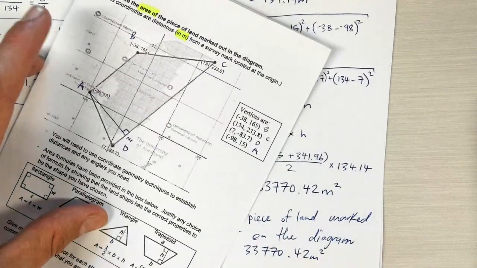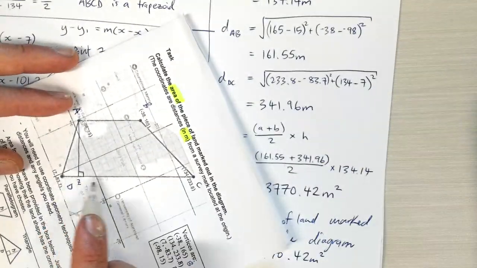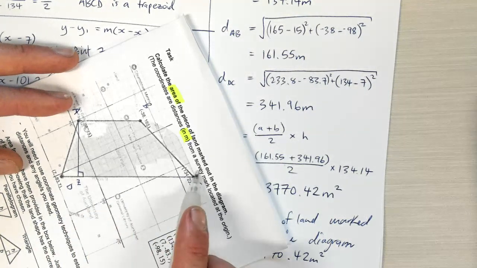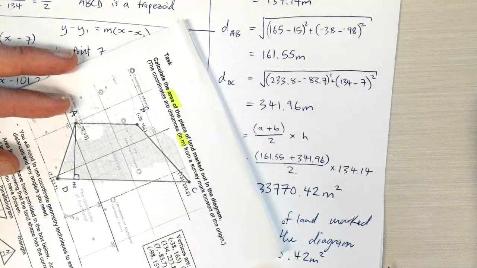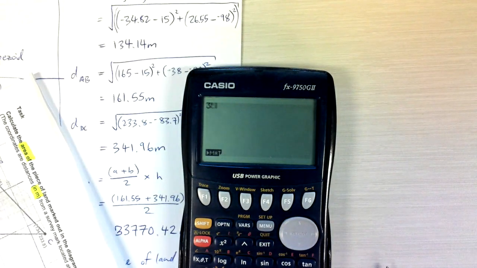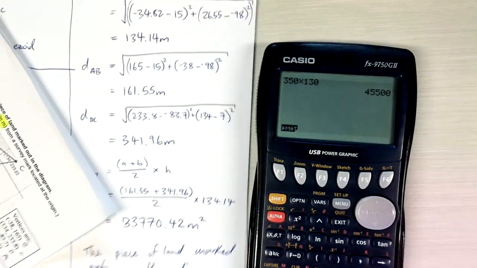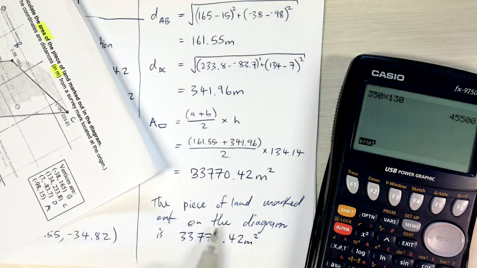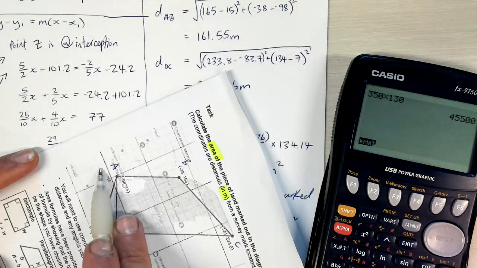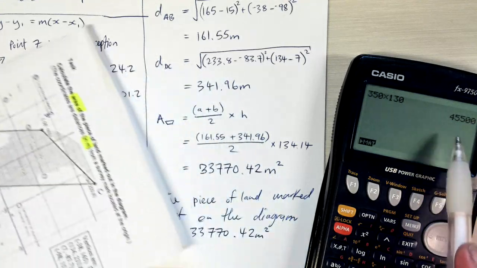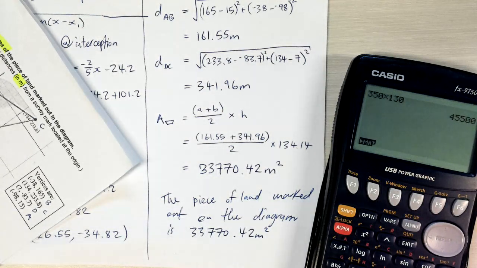Let me show you a little check. So you could probably think of it, if that's 350 meters and the height is 130, let's just do a logic test. 350 times 130. That's 45,500, which is bigger than that number, but still relatively close and in the same region. So if this was a rectangle, then that would be a reasonable number, which means that number seems reasonable. It's probably right.